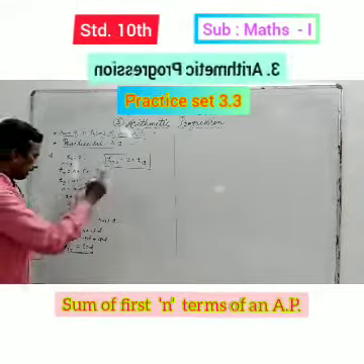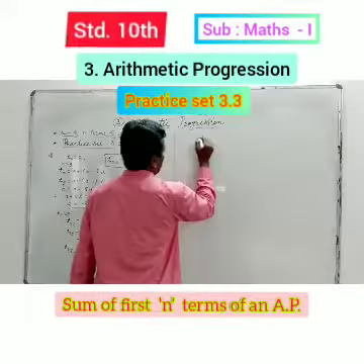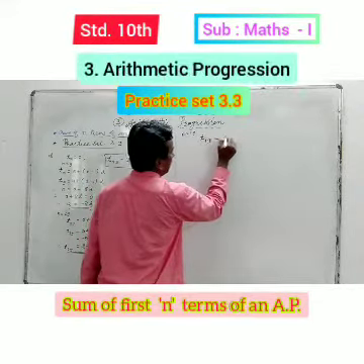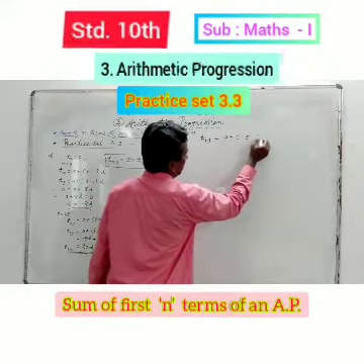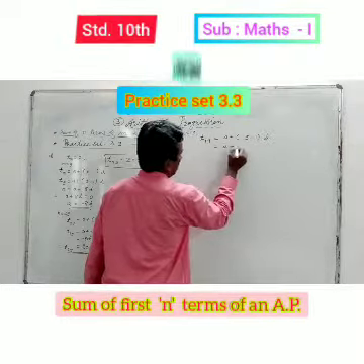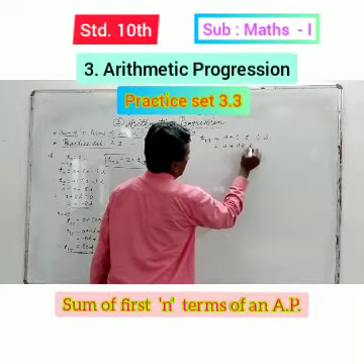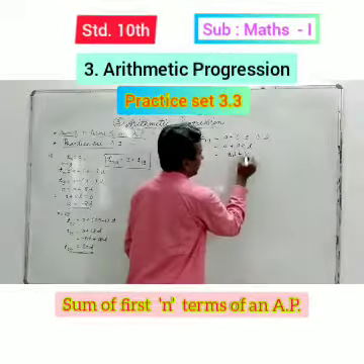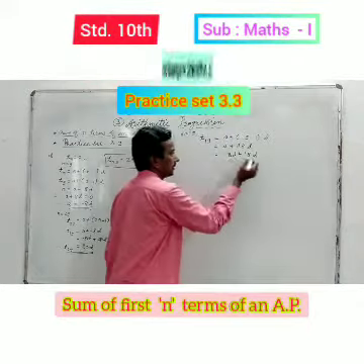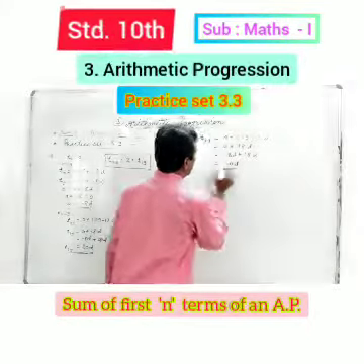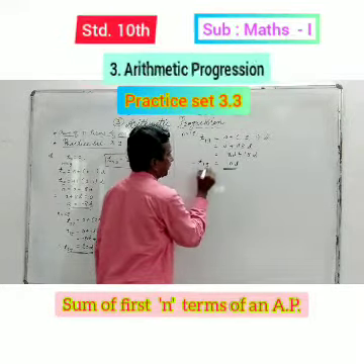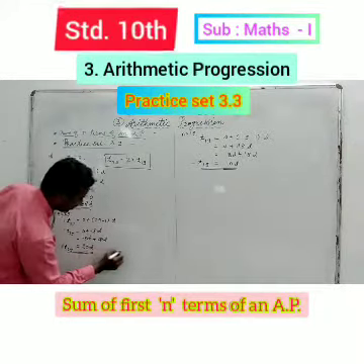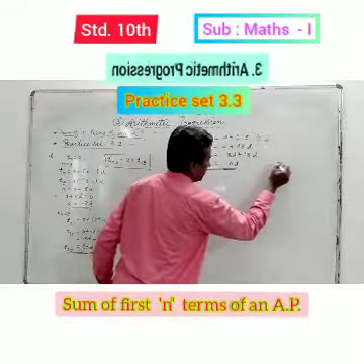Now find the T19 term. Take n equal to 19. Then we get T19 equal to a plus (19 minus 1) into d, it is a plus 18d. We know the value of a, it is minus 8d plus 18d, which means 10d. Therefore, the 19th term, T19, equals 10d. Suppose this is equation 1 and this is equation 2.